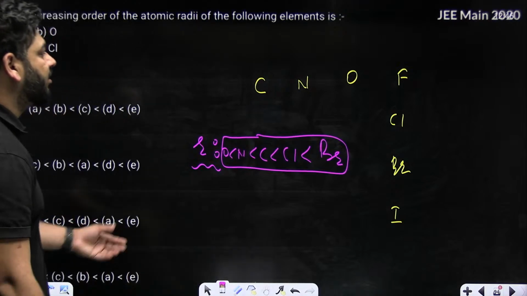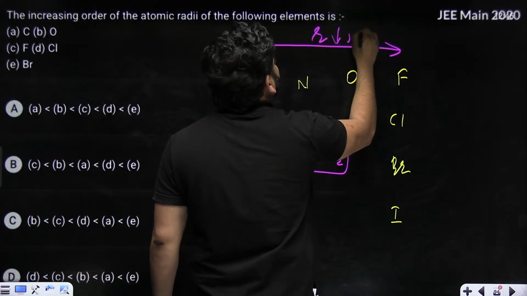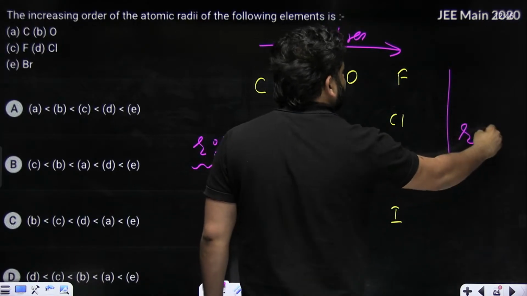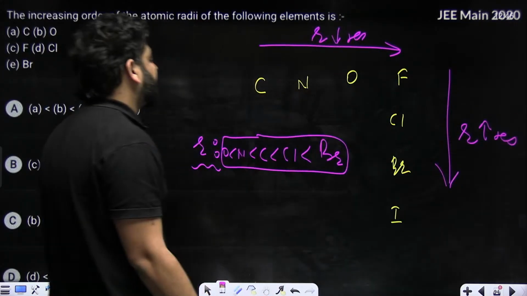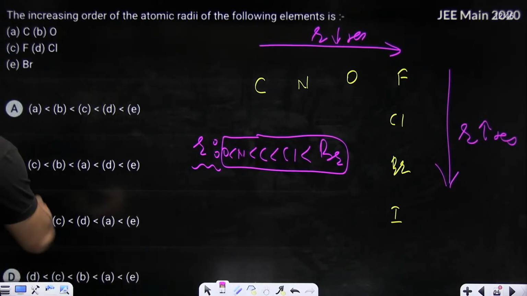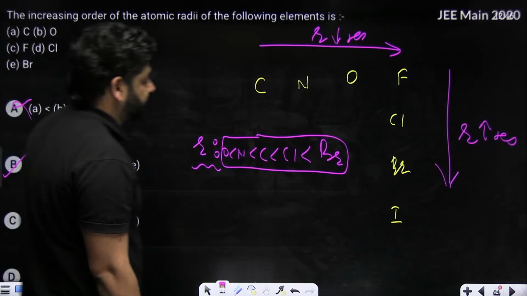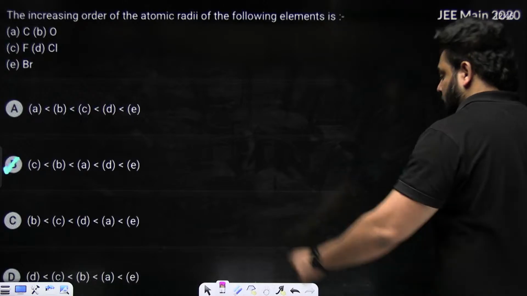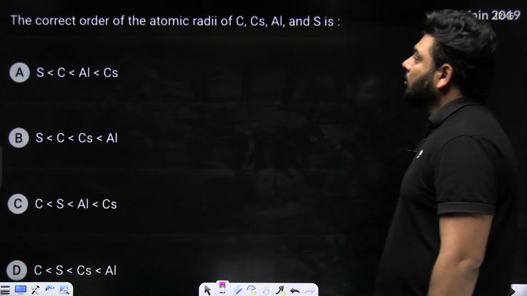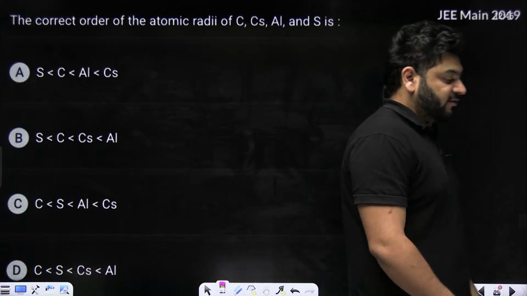How did I decide it? I followed the same rule: left to right, radius decreases; down the group, radius increases. That's what I followed simply. So I think the correct answer should be E D. This is incorrect. E D A B C. This is correct. B. Absolutely correct, guys.